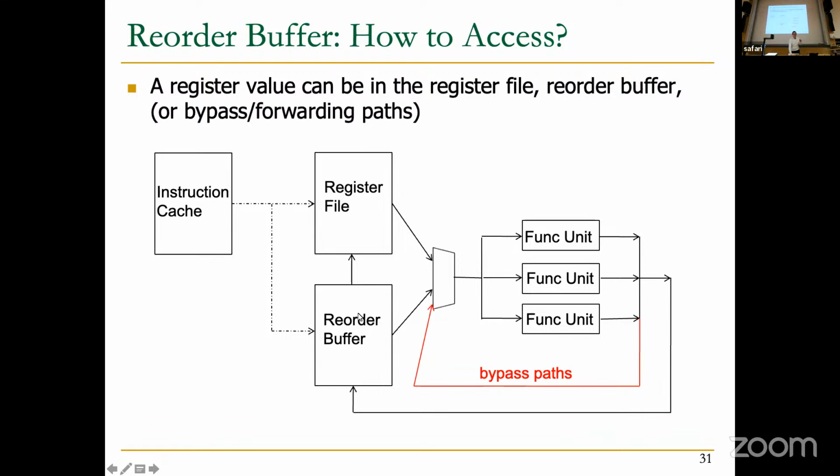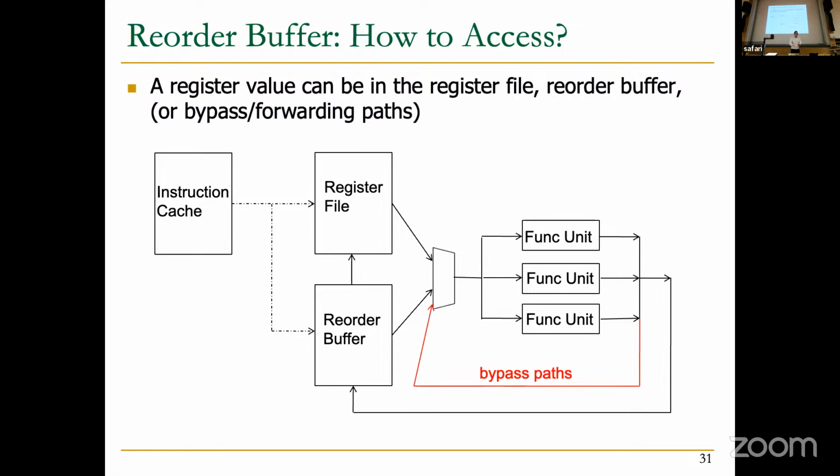This means that the instruction that you're getting the value from has written into the reorder buffer, but is not complete. It is not retired yet, but the value is available. So this instruction should be able to get it. Or it could be in the bypass path, which is very similar to the pipelining bypass path, or forwarding paths, that we have seen last time.